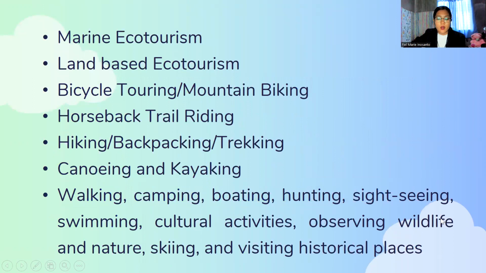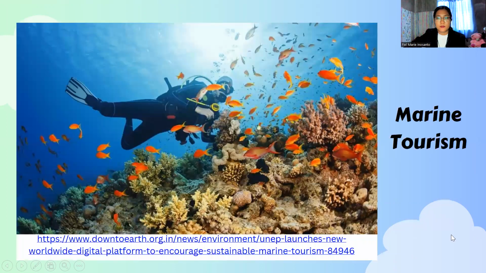So here are some of the examples of ecotourism: marine ecotourism, land-based ecotourism, bicycle touring or mountain biking, horseback trail riding, hiking, backpacking, trekking, canoeing and kayaking, walking, camping, boating, hunting, sightseeing, swimming, cultural activities, observing wildlife and nature, skiing, and visiting historical places.